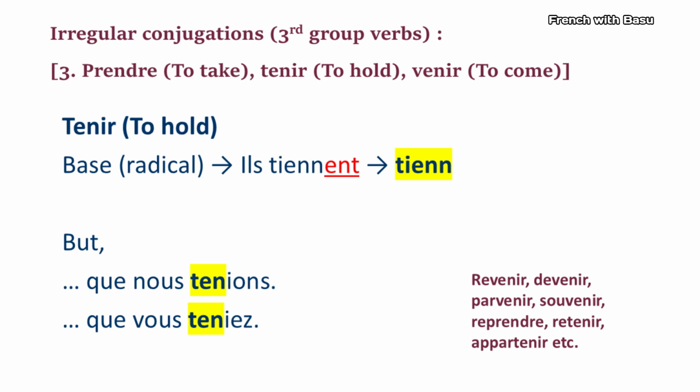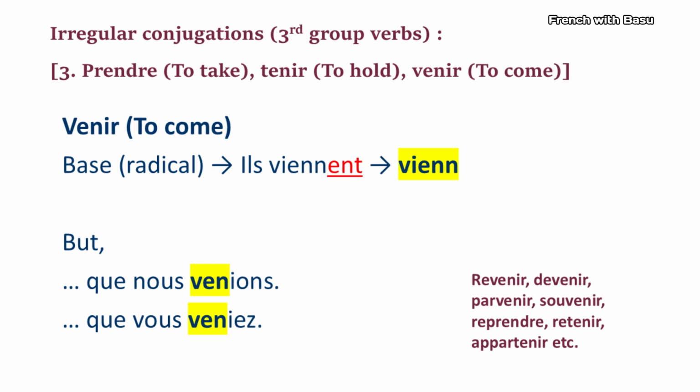Tenir, to hold. The radical is tien with all the subjects except nous and vous. With nous and vous, the radical becomes ten. Que nous tenions, que vous teniez. Venir, to come. The radical is venn, which can be used with all the other subjects except nous and vous. With nous and vous, we have ven as our radical for subjunctive présent. Que nous venions, que vous veniez. It is not vinn with nous and vous.